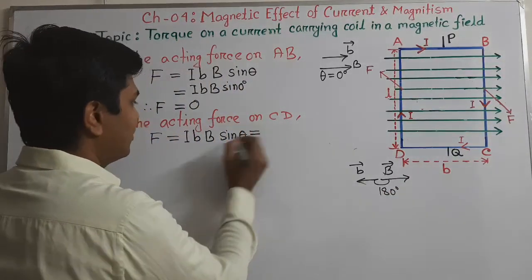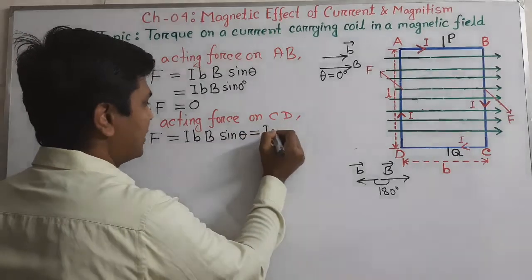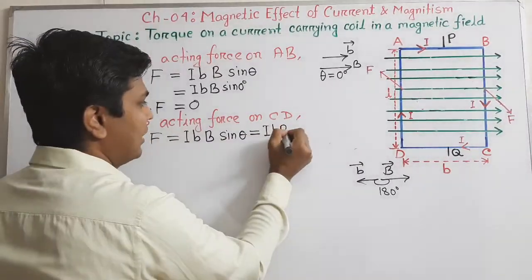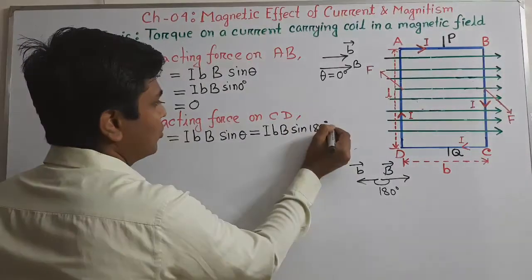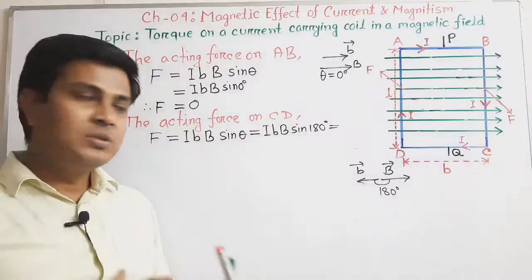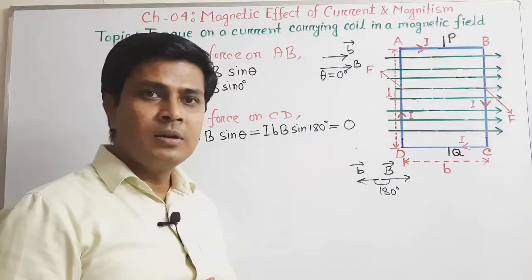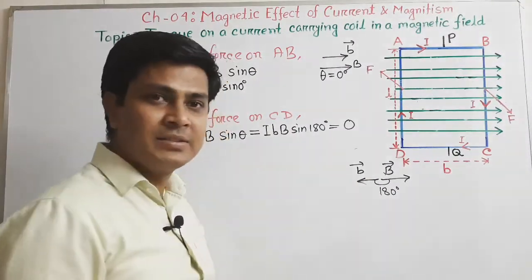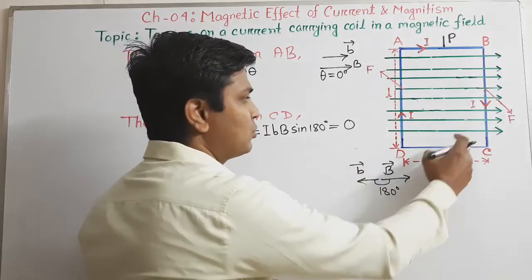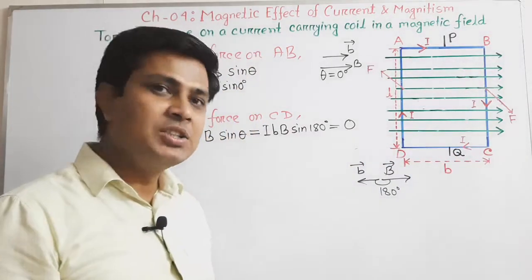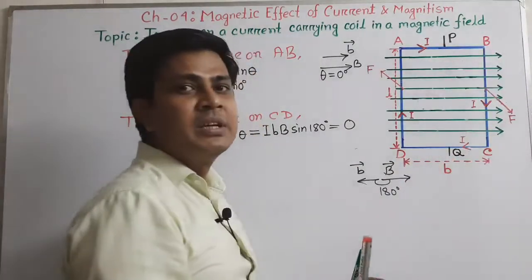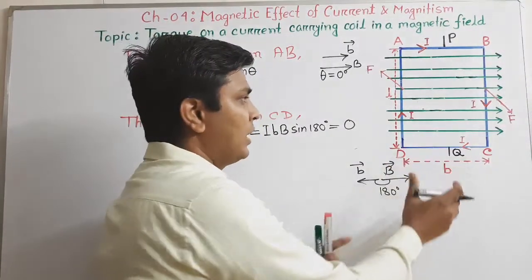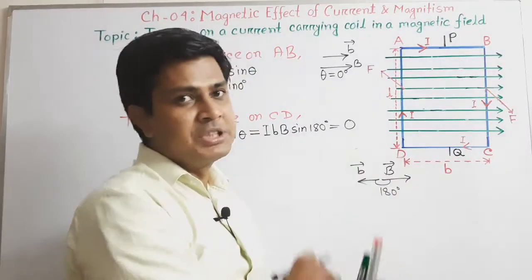Now if you put the value of theta 180 degree in that equation, then you can write I B sine 180 degree, and you know sine 180 degree equals 0. So for both sides which act parallel to the magnetic field, we will get 0 force. Due to the AD and BC sides of the rectangular coil, the coil starts rotating.